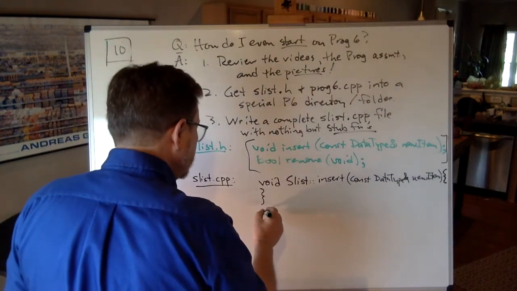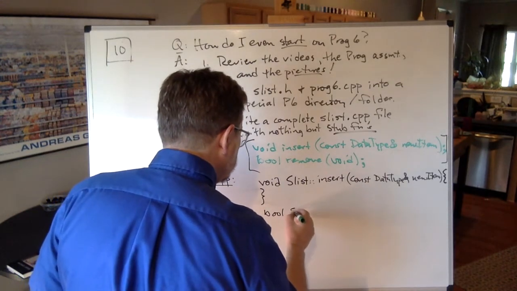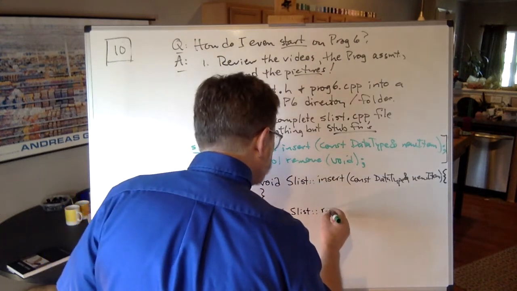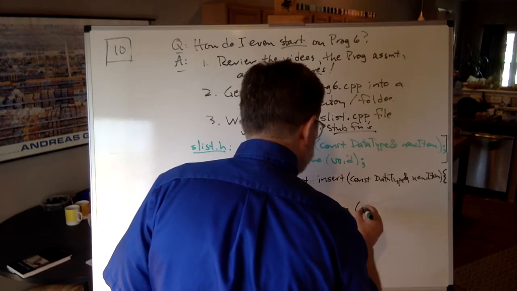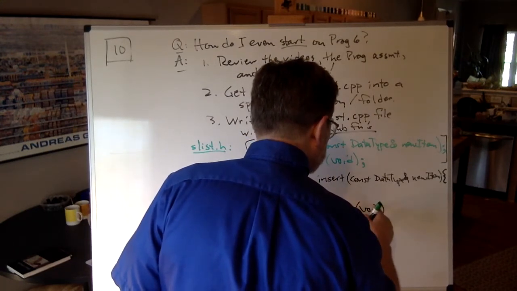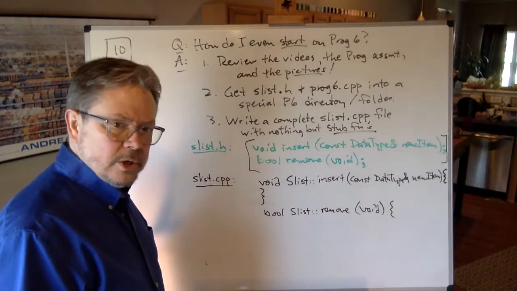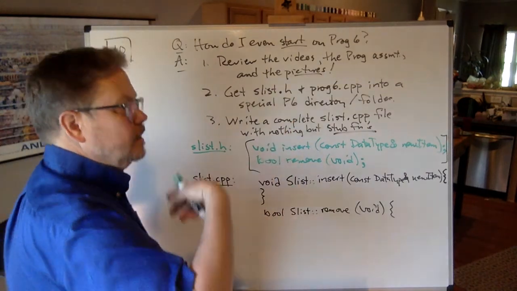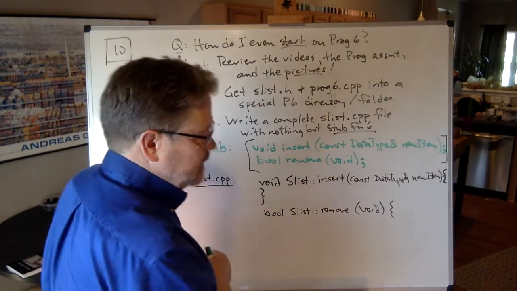Let's do remove. Bool. Slist:: you've got to put that out here. Slist:: says remove is a member function of the linked list class, not a standalone function with a life of its own. Void, we're not even passing anything in. Close parentheses, and then an open curly bracket because we've got to implement the function. This is still going to be a stub function, meaning it's merely a stub. It's not a real function. It doesn't do anything yet.